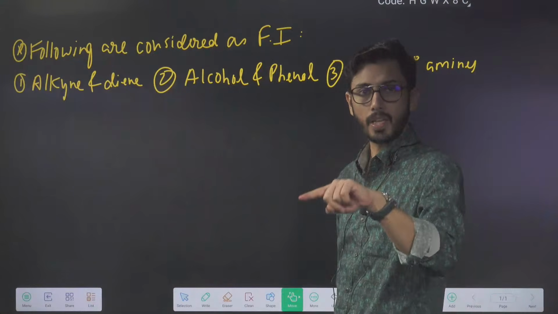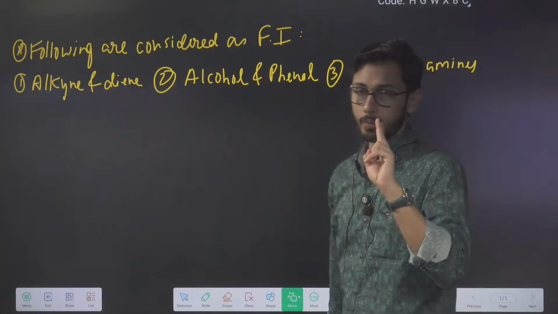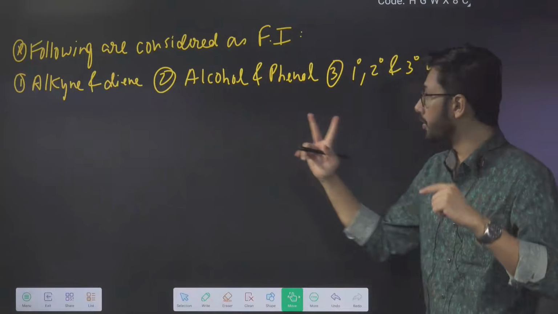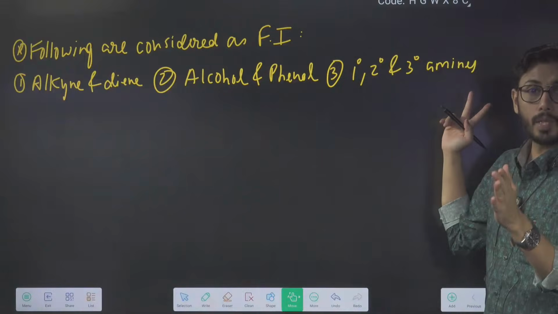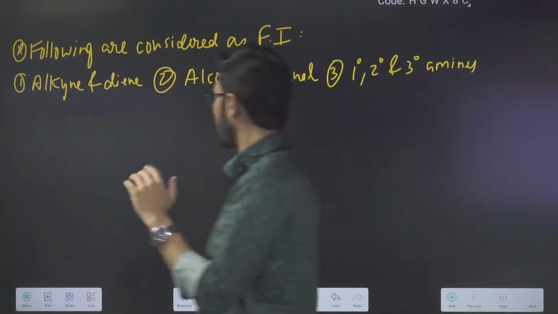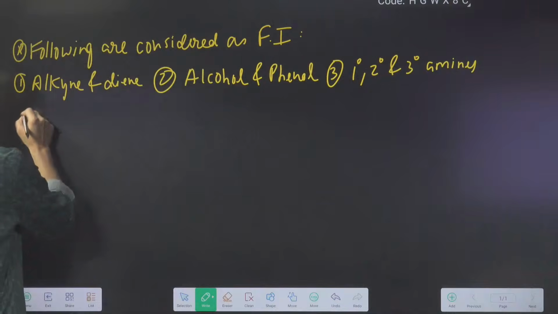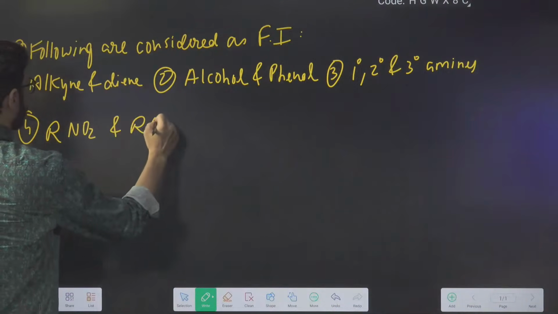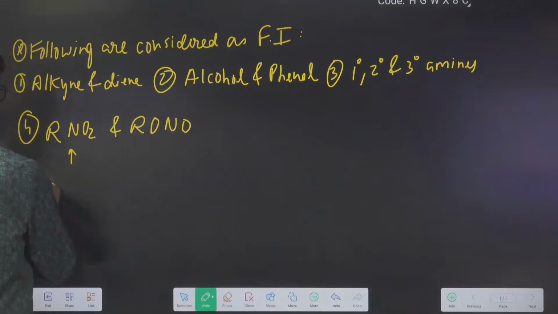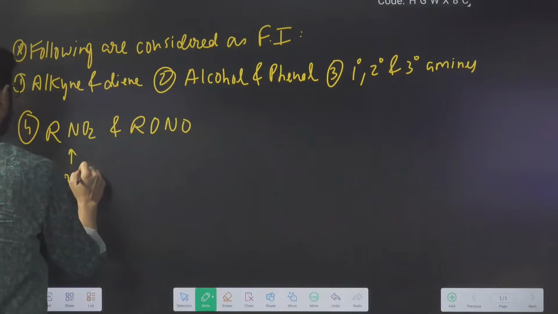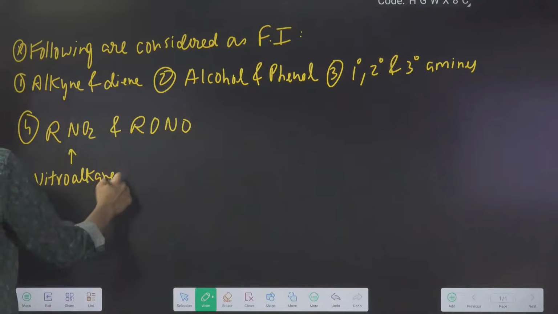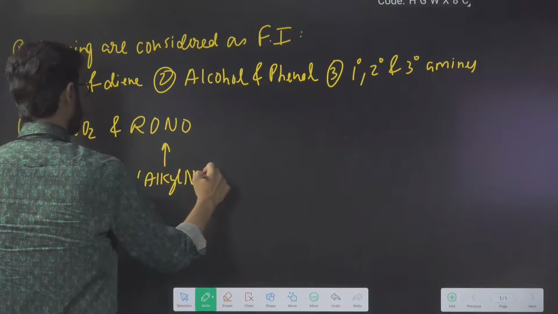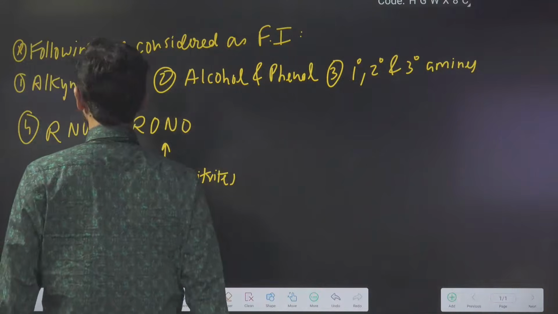One is alkyne, the other is diene. Then they are functional isomers. Same formula, one alcohol, one phenol. They are functional isomers. Same formula, but one is primary, another is secondary, another is tertiary. Then they are treated like functional isomers with respect to each other. Fourth, nitroalkane and alkyl nitrite. They are treated like functional isomers.